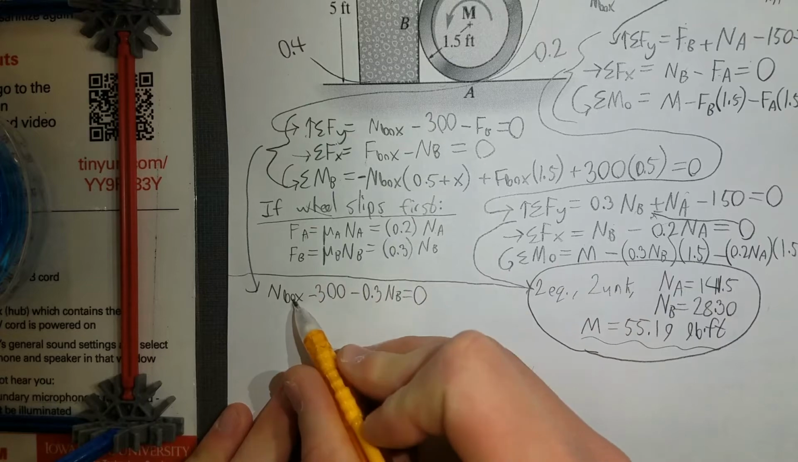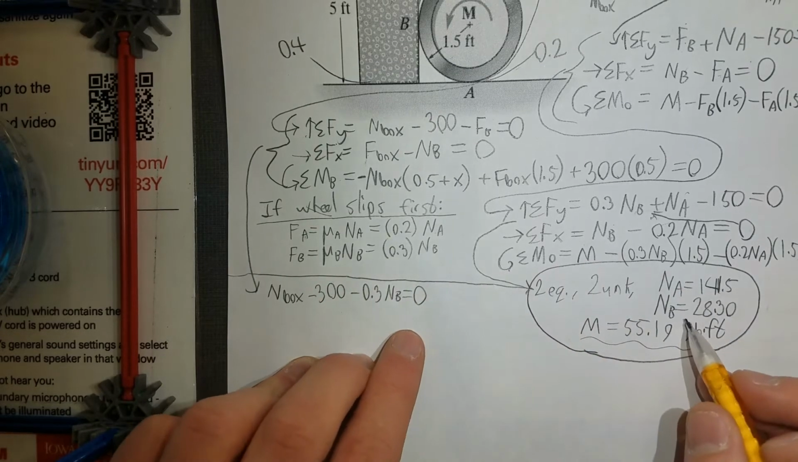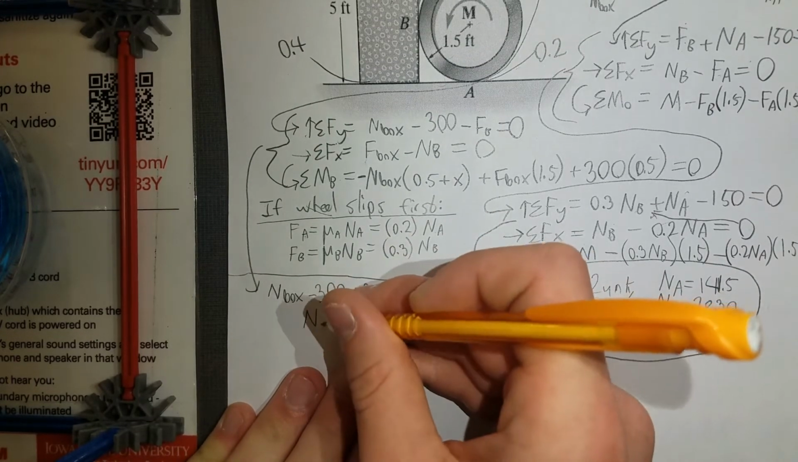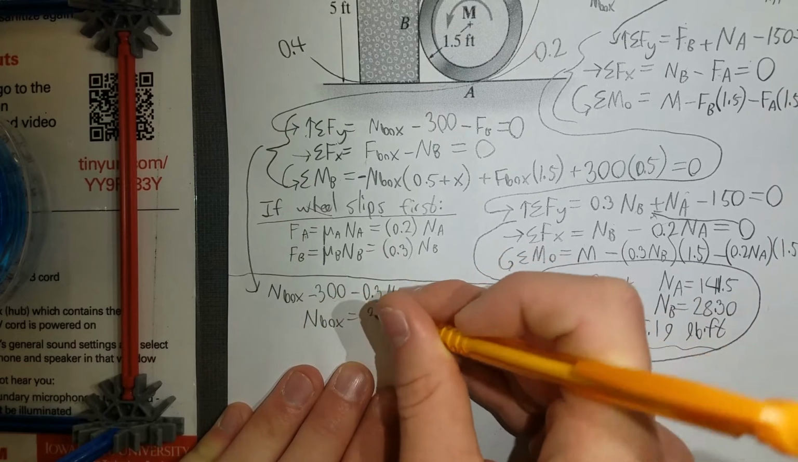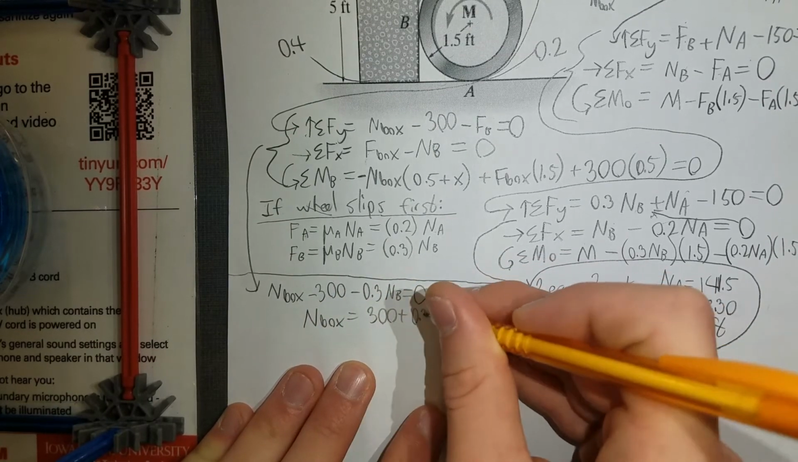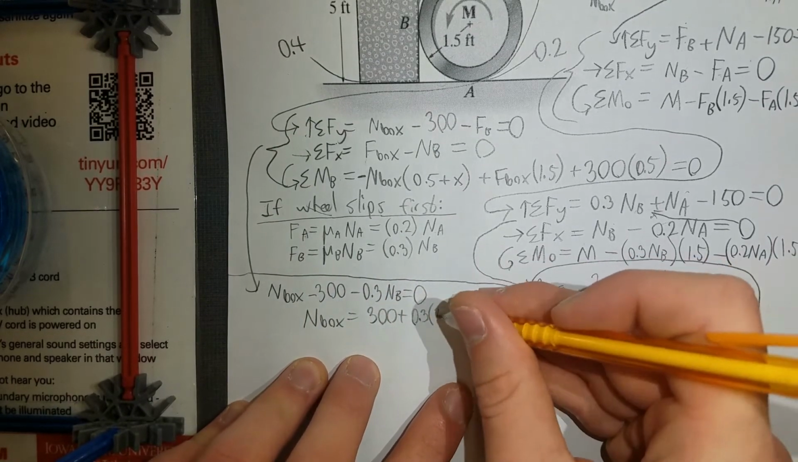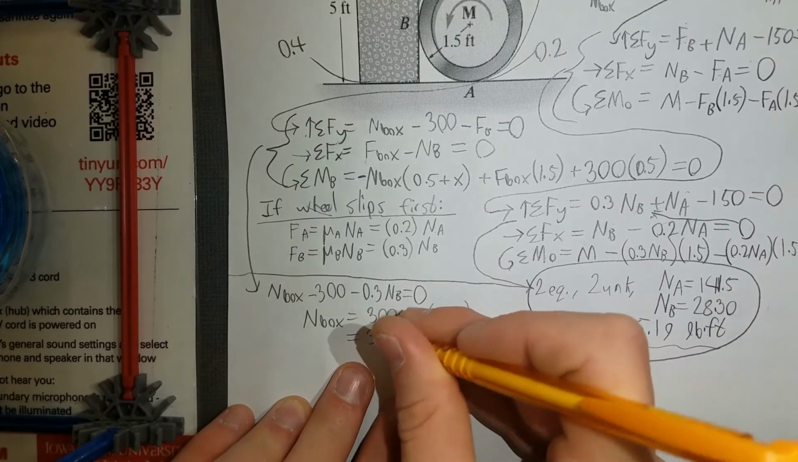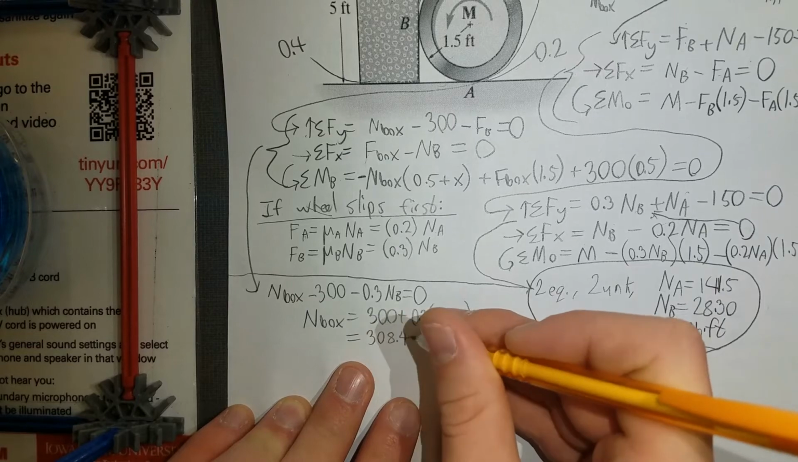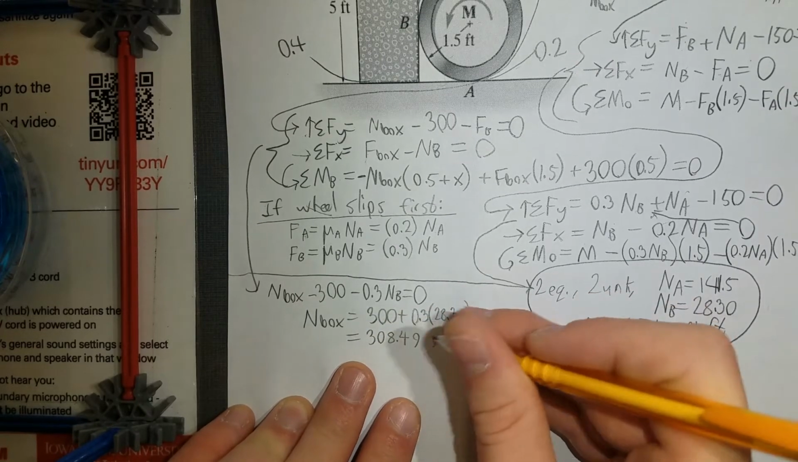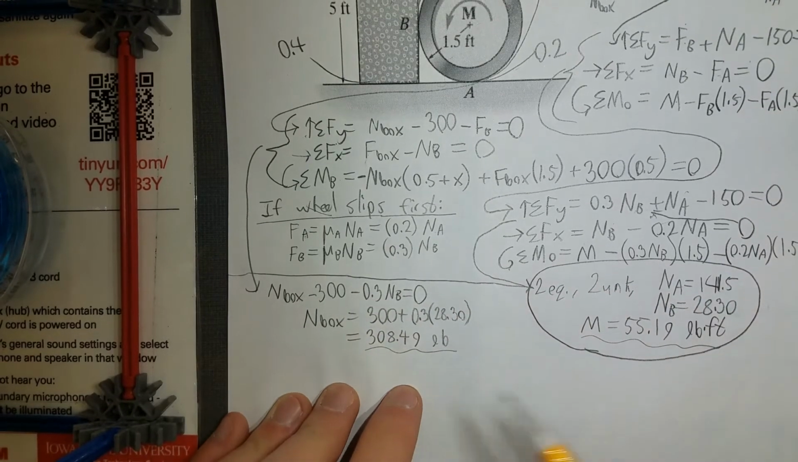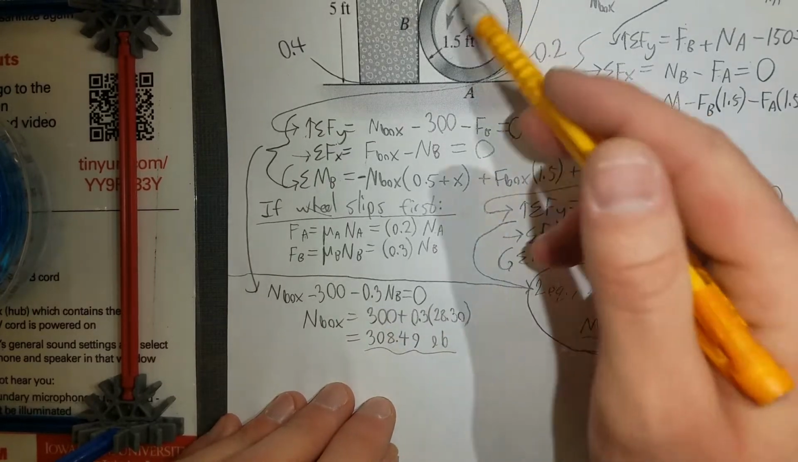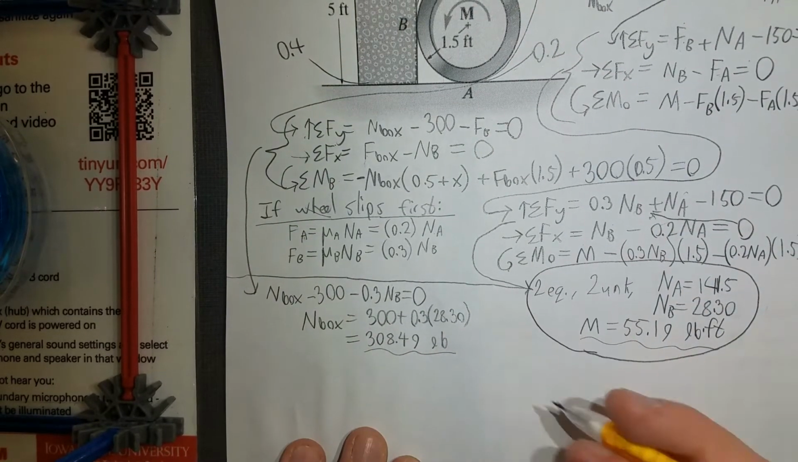And then we can substitute in what our NB is from before, so that the normal force of the box is equal to 300 plus 0.3 times 28.30, and we end up getting 308.49 pounds. And so that's what the normal force of the box would look like if the wheel were to slip, just as we have before.